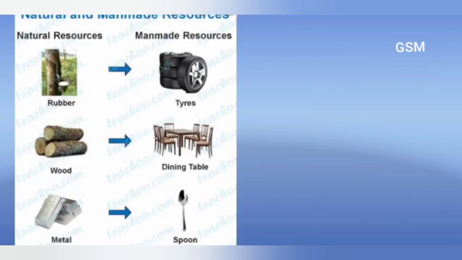Actual, coal used for generating power. Potential resources are solar energy. Ubiquitous, examples are air, sunlight. Localized, coal, gold, petroleum. Renewable sources are solar energy, wind energy. Non-renewable sources are fossil fuels like coal, oil. Alternate sources are sunlight, wind, tides.